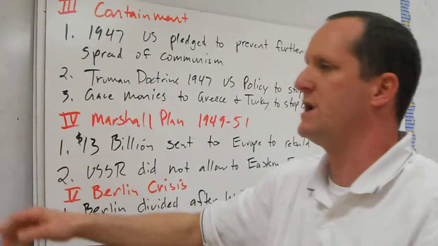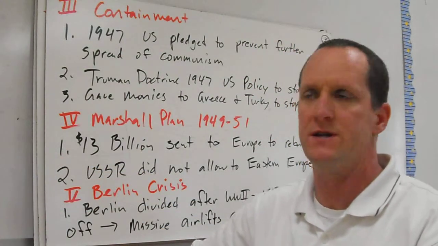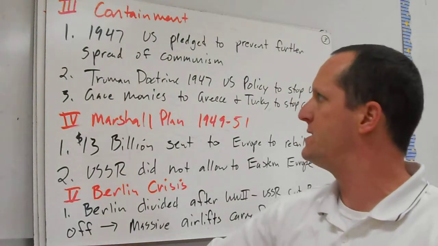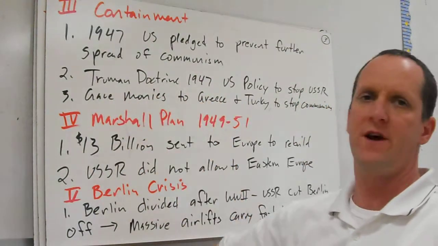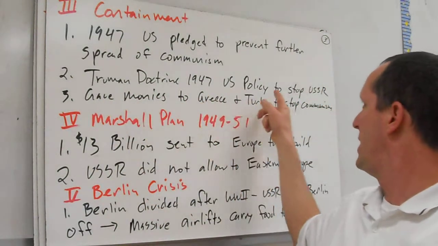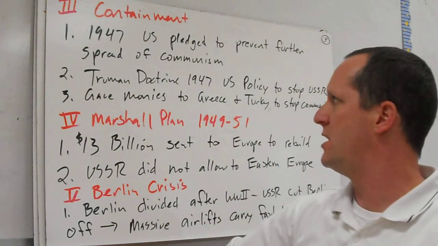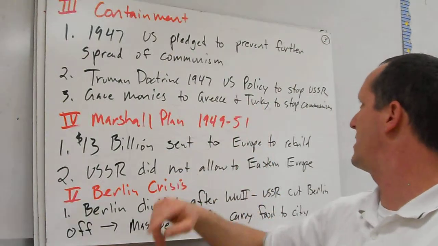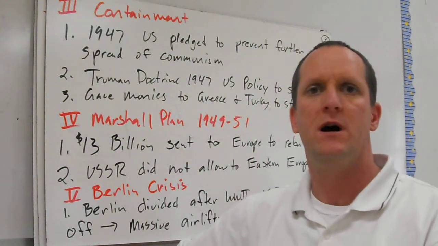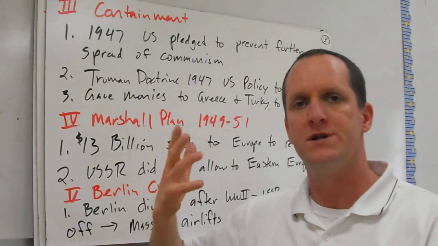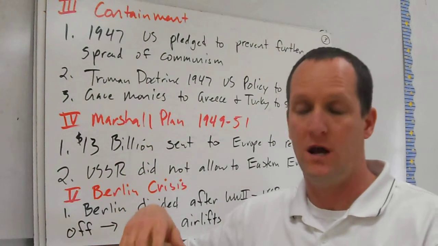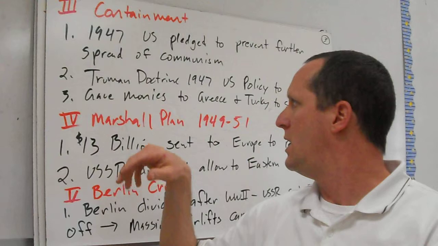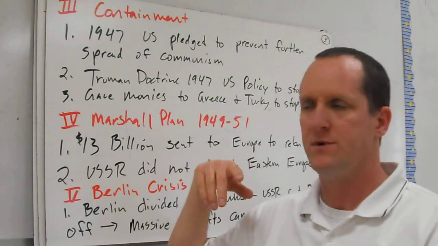Now, containment was a huge issue of communism during this time. In 1947, the U.S. pledged to prevent further spread of communism. The Truman Doctrine of 1947, very important. U.S. policy to stop the USSR. The United States gave monies to Greece and Turkey to stop communism from spreading there, and we're still providing Turkey and Greece with money to this day, but in particular Turkey. And we're talking about millions and millions of dollars.